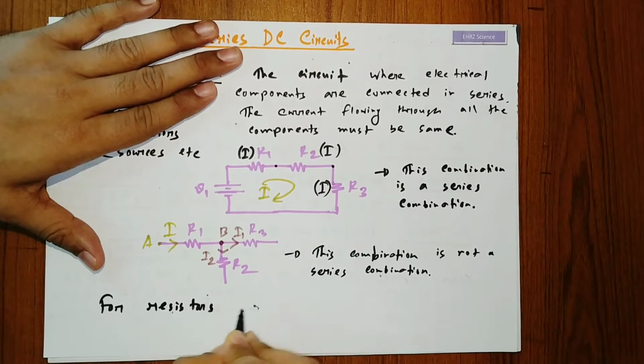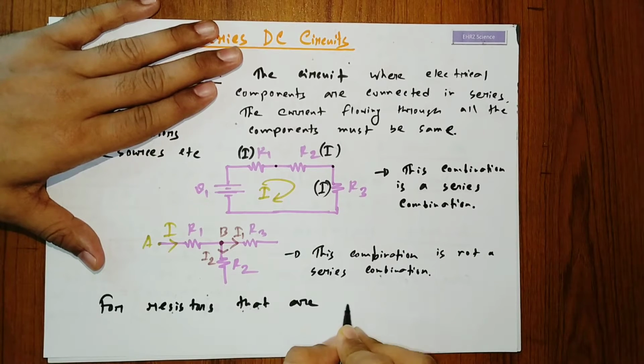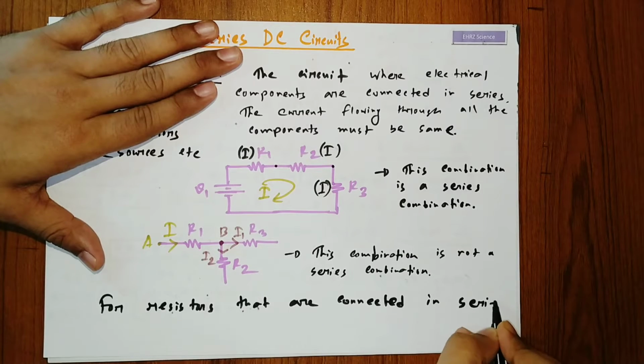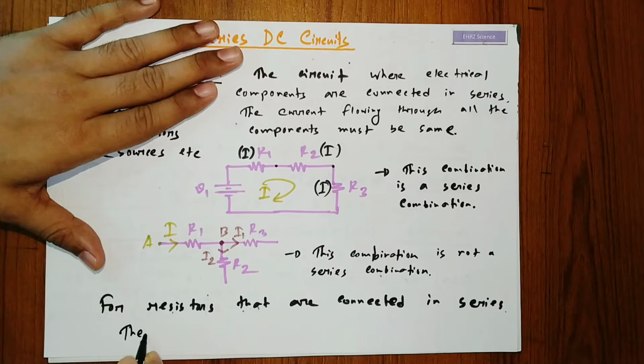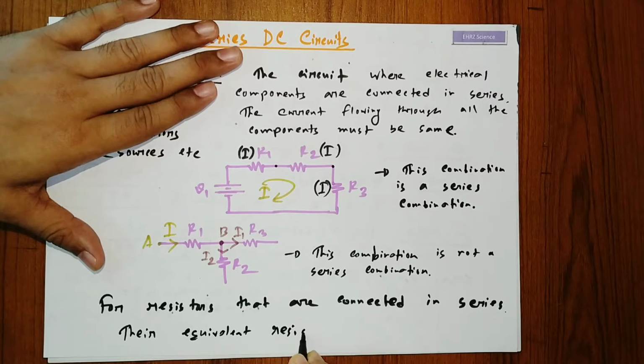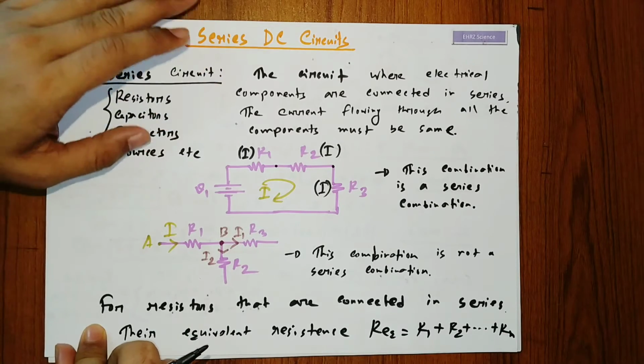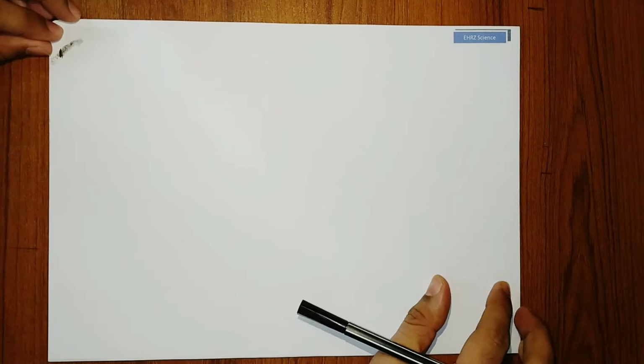Now we all know that for resistors that are connected in series, their equivalent resistance, that is Req, is the summation of all the resistors. Okay. Now, students, let's have a circuit.